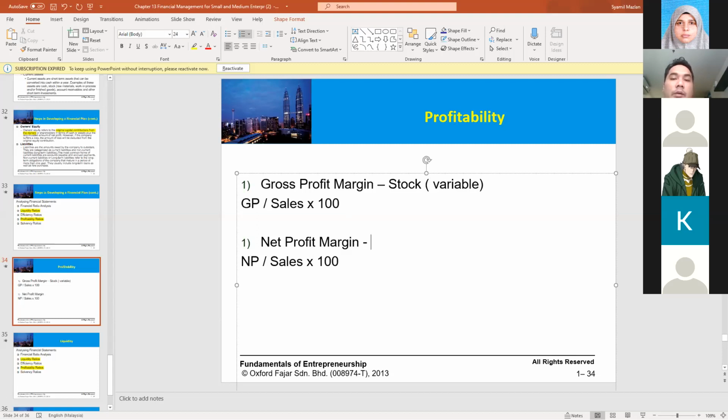How about the net profit margin? It is minus your expenses. It comes from the fixed cost, like your utility, your rental. So we want to see what is the net profit of the company. So guys, if you want to invest in a company or in your stock trading, maybe you can look at their gross profit margin and net profit margin. Are you okay?